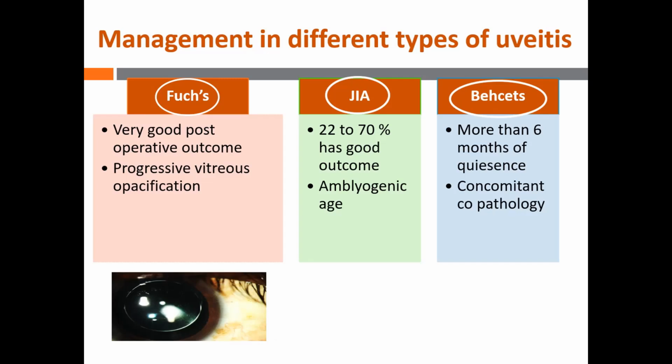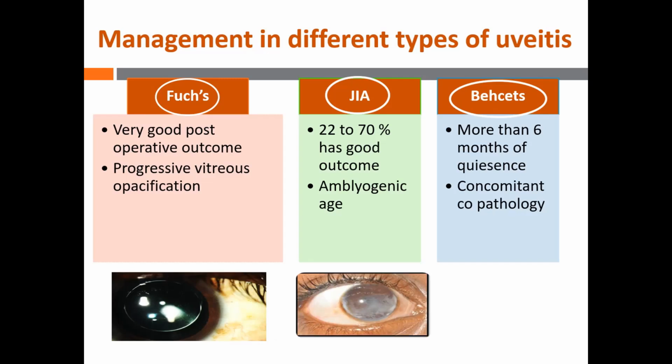But at the diagonally opposite end of the spectrum, you have juvenile idiopathic arthritis. These are children who present to us very late because of white eye uveitis. When they present to us, they have complications like cataract and band-shaped keratopathy. You should always balance between waiting for zero cell tolerance and their amblyogenic age. You can't keep waiting for zero cell tolerance. You have to go in and operate at some point of time.